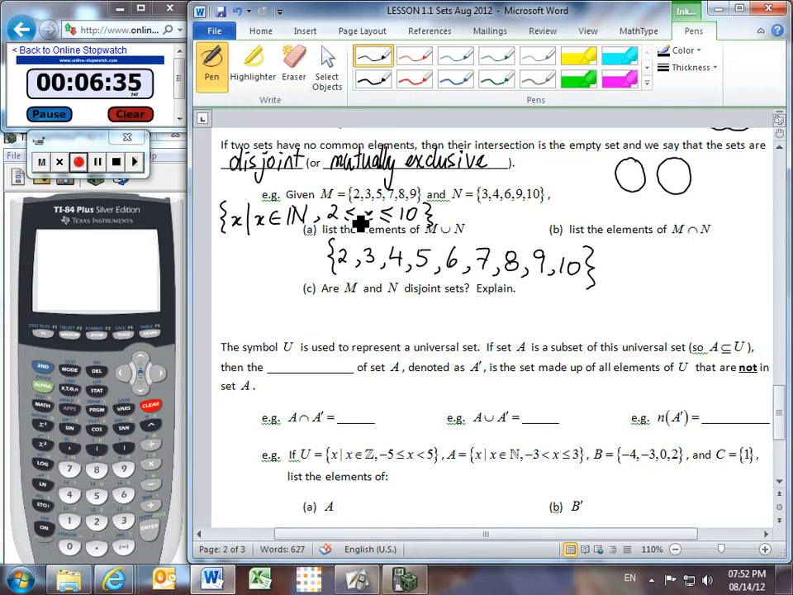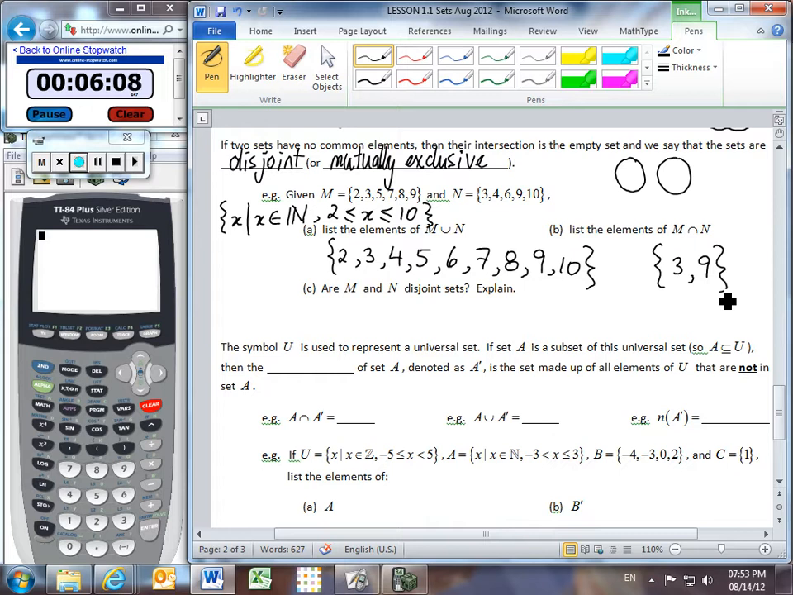Alright, part B. List the elements of M intersection N. Now we're looking for the numbers that appear in both sets at the same time. Well, 2 doesn't appear in N, but 3 appears in both. 5 doesn't appear in N, 7 doesn't appear in N, 8 doesn't appear in N, but 9 does appear in both, so the only elements that appear in both are 3 and 9.